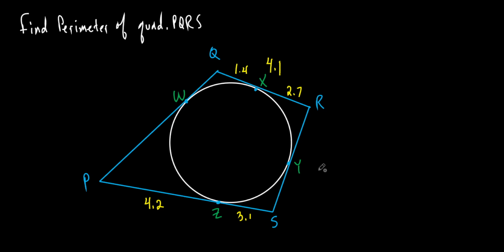But what did we just learn? We're going to learn that 2.7, this XR, is going to equal this YR, isn't it? So if that's 2.7, what's this? It's 2.7. Remember? From that exterior point to the points of tangency, they are equal to each other. So those are equal. What about these two right here? They're equal. So what's YS? That's 3.1. And then keep going. What's PW? Say it. 4.2. You guys whisper. Okay, and what about QW?